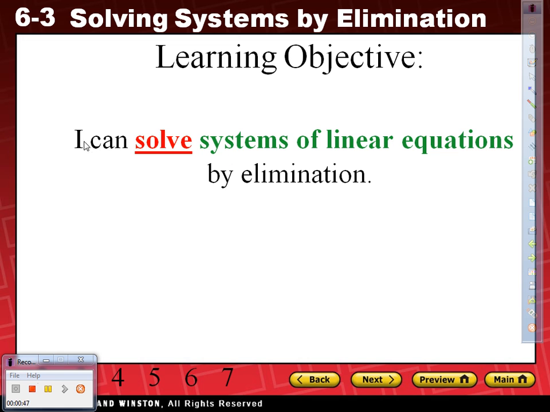So our objective for today: I can solve systems of linear equations by elimination. Let's read it together. 1, 2, 3. I can solve systems of linear equations by elimination. So we're still on the same concept of systems of linear equations. For your title, I want you to write: solving systems by elimination.